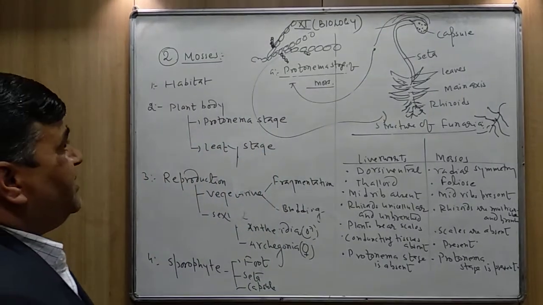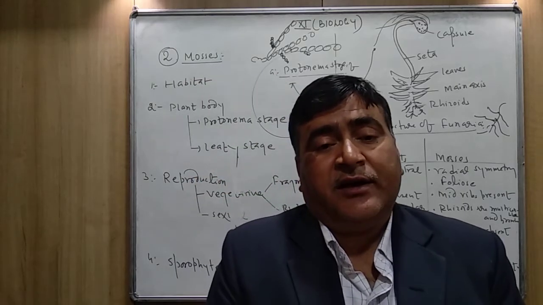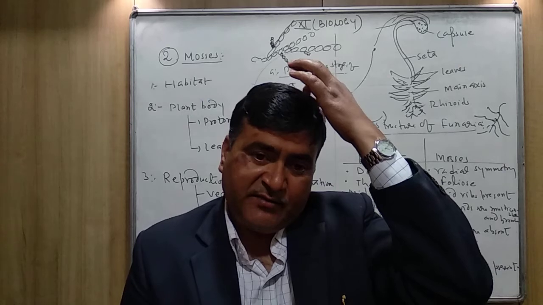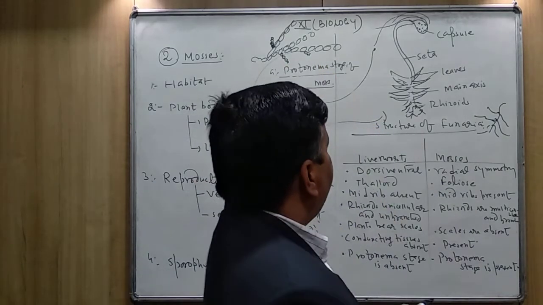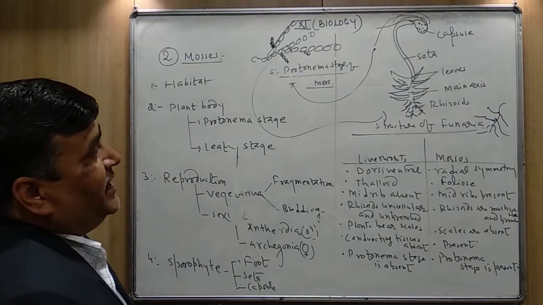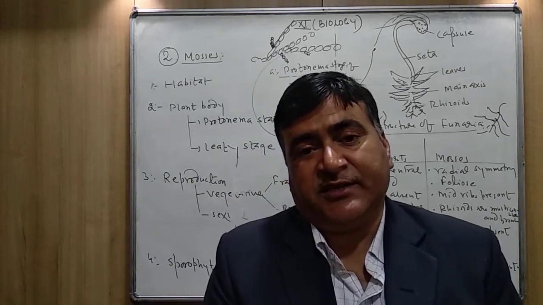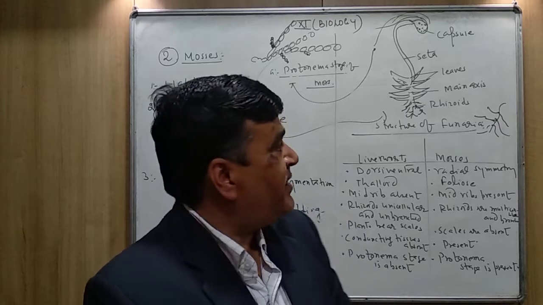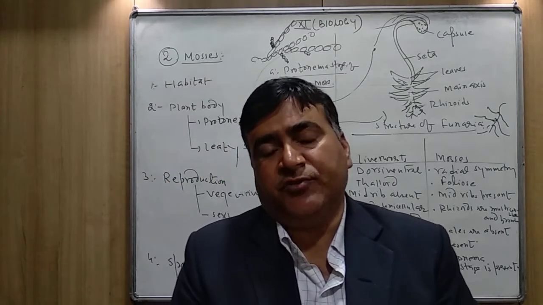Now about the sexual reproduction. The sexual reproduction takes place in the main plant, in the leafy stage plant. In the case of sexual reproduction, two types of sex organs are produced, and these are male and female sex organs. The male sex organ is called antheridium, while the female sex organ is called archegonium.